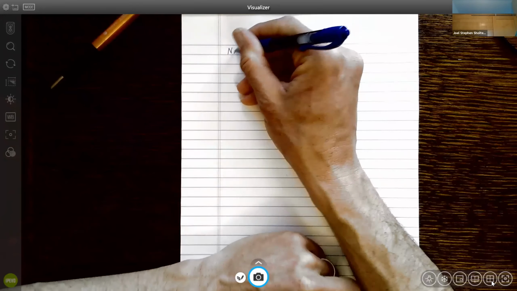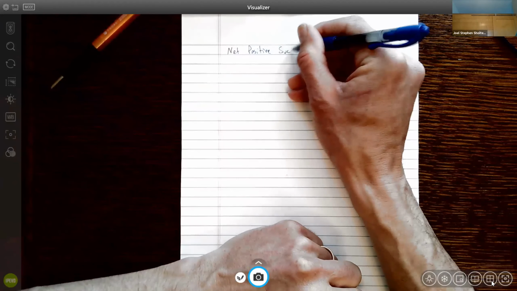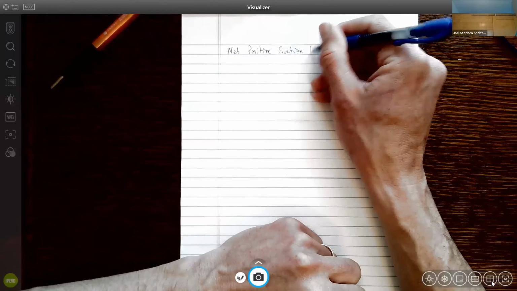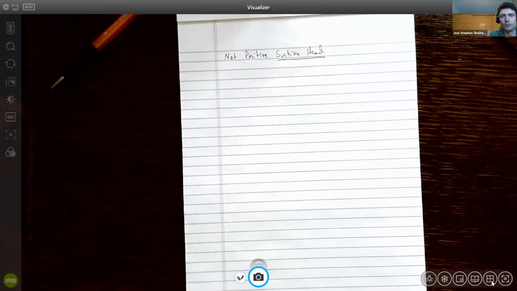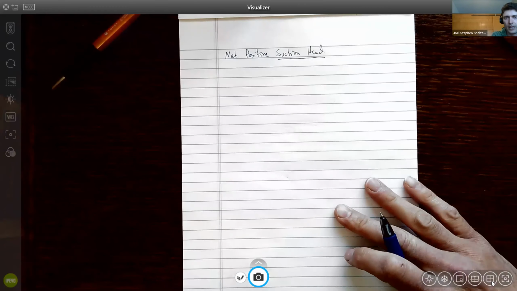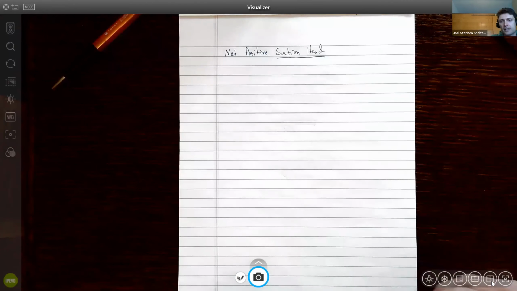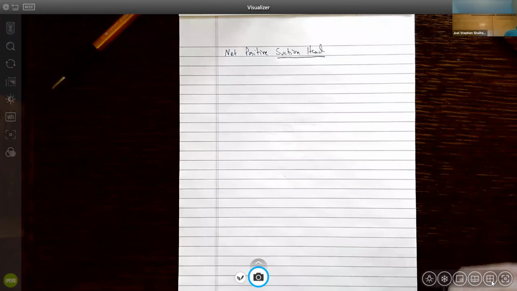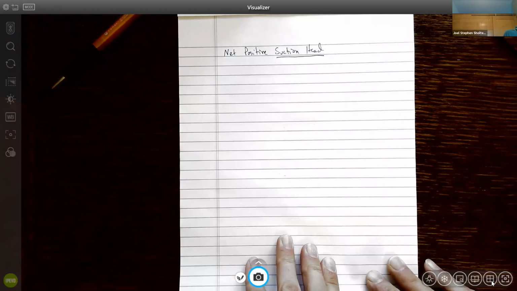Okay, so net positive suction head. Let's just think about this. Suction head is when we're talking about negative gauge pressure. When we have suction head, we're simply saying the head in the system, or the pressure in the system, is negative, and we have a suction. We want to make sure that that suction stays above vapor pressure.